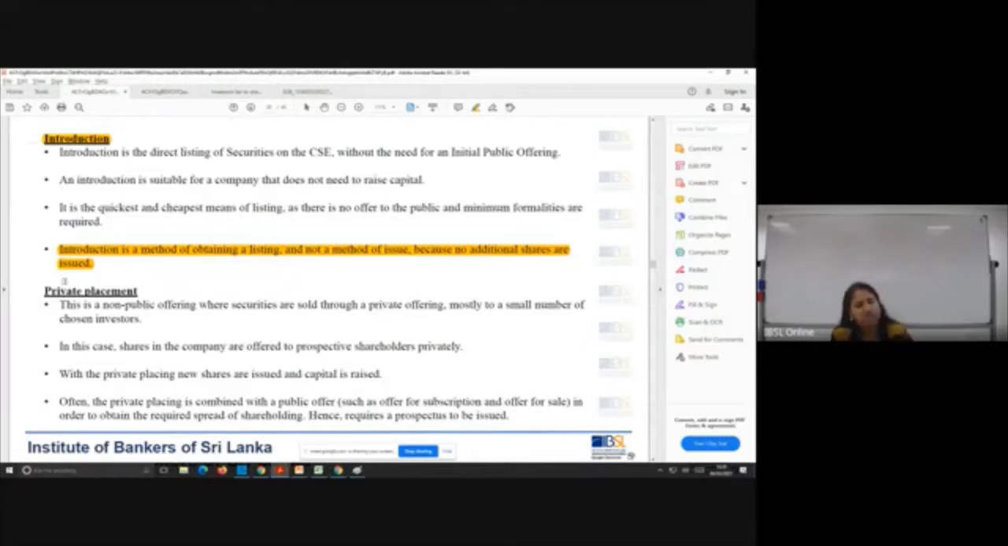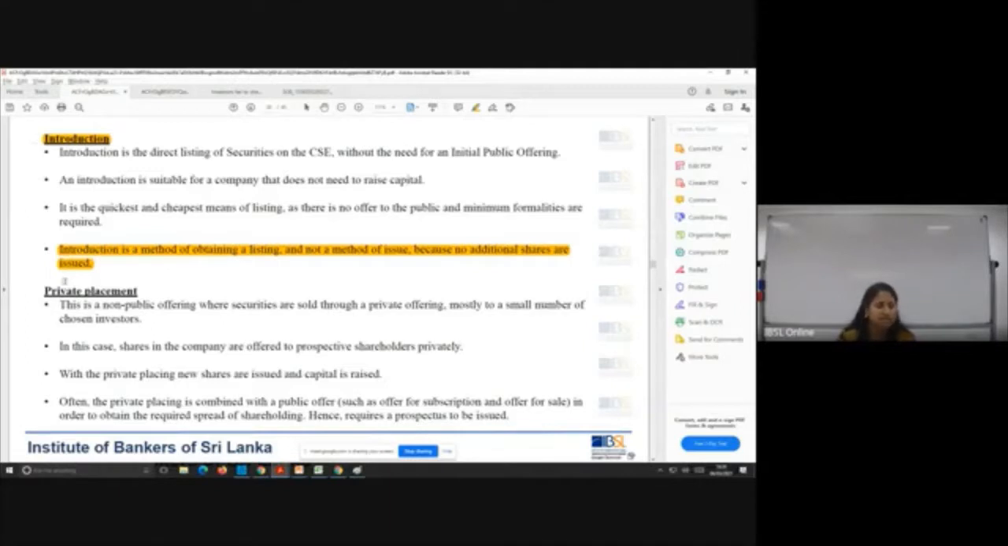Why? Now again, let's go to the bakery company example. In the first method, introduction, you had 100 shares and you are listing those shares to the stock exchange through introduction. So that entire 100 is now listed. No additional shares issued, so no one is buying additional shares as well. So no cash inflow. Directly your company is listed.